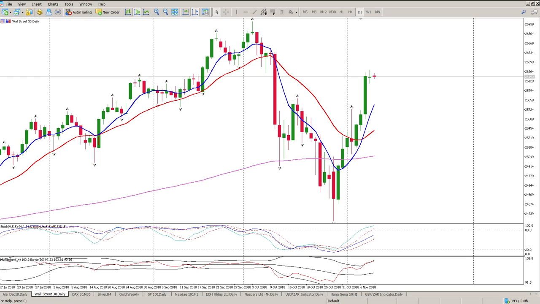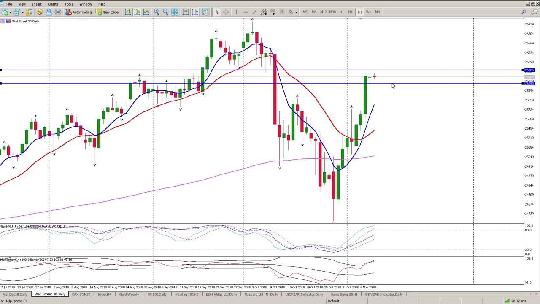Yesterday was pretty much a nothing event, and we just put our levels in here. You'll see what I'm referring to. We have an indecision bar that was formed yesterday. But there's a couple of things about this. It could be a sort of doji bar at the top of a trend, in other words, a reversal signal, or it could just be a pause before another move up.